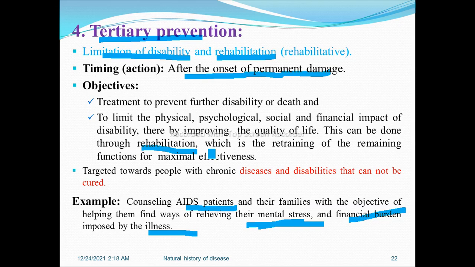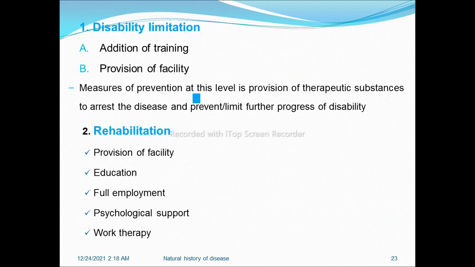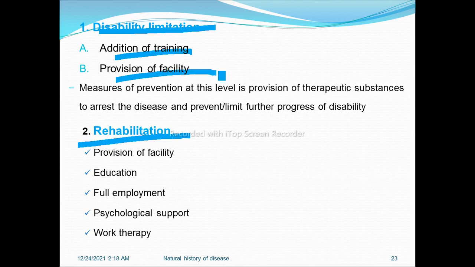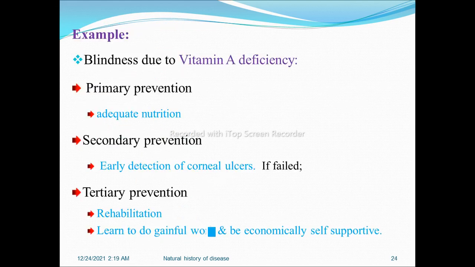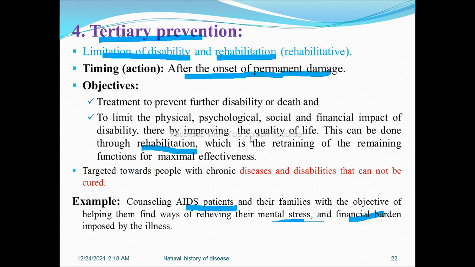We have two actions: the first is disability limitation, the second is rehabilitation. In the case of disability limitation, we may give training and provide facilities. Measures of prevention at this level include provision of therapeutic substances to arrest the disease, to stop it, or limit further progress of the disability. Rehabilitation is provision of facilities, education, full employment, psychological support, and work therapy. All these are rehabilitation.